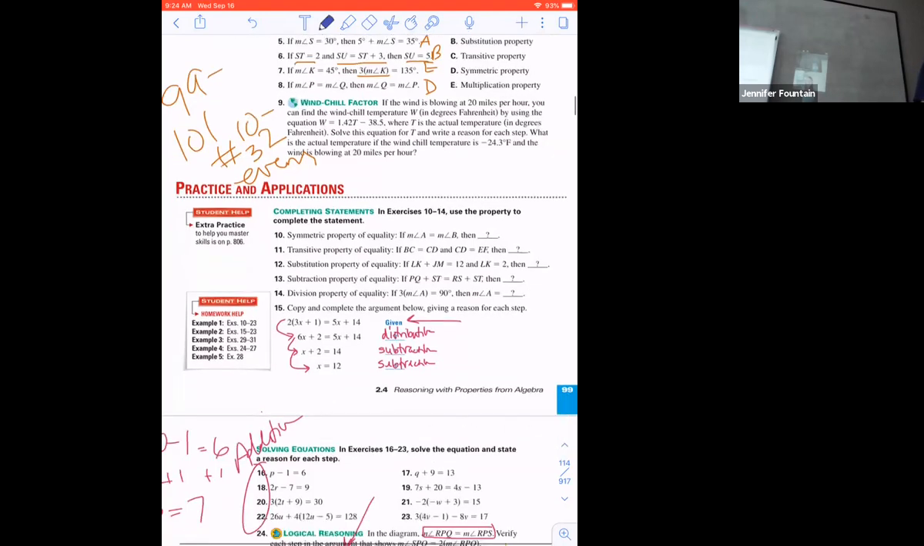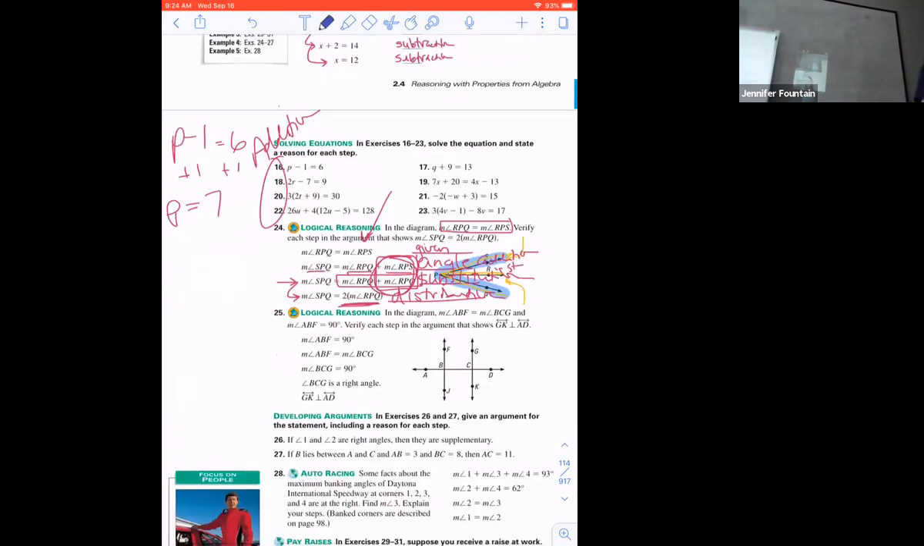16 on the next page. In exercises 16 through 23, solve the equation and state the reason for each step. So number 16, P minus 1 equals 6. I would need to add 1 to each side, so that's the addition property of equality, so P equals 7.